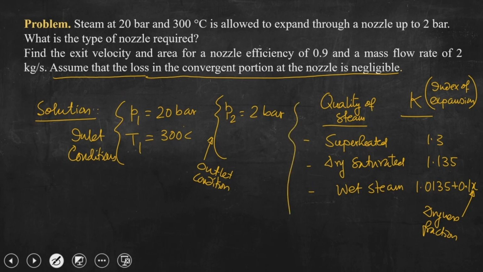Now, let us discuss the critical pressure ratio, because by knowing the critical pressure ratio only we can say what type of nozzle is needed for the operation of steam power plant, where these types of nozzles are there. So, what can we do next? We can calculate the critical pressure ratio, RC, that is P2 by P1.